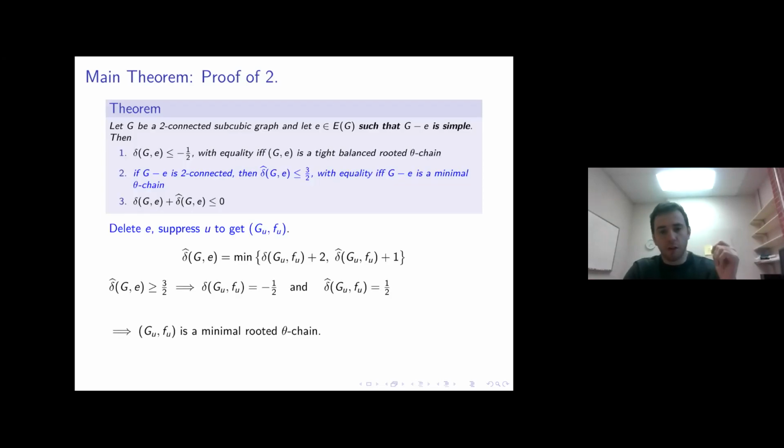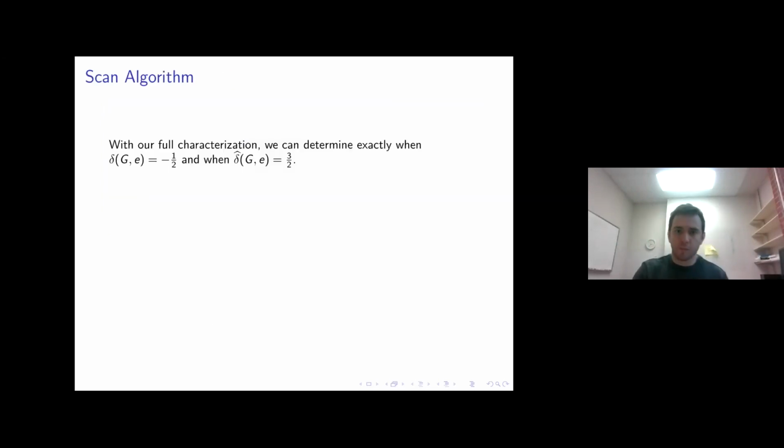Right. So, okay, that's roughly a high level view of the main theorem. I'm going to briefly talk about how to get an algorithm from this proof. With our full characterization, we can determine exactly when these delta and delta hats are equal to the extreme values.